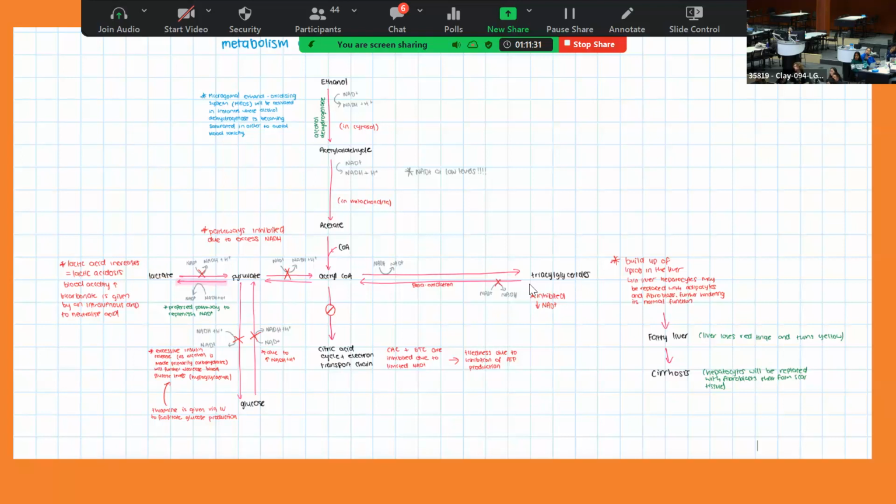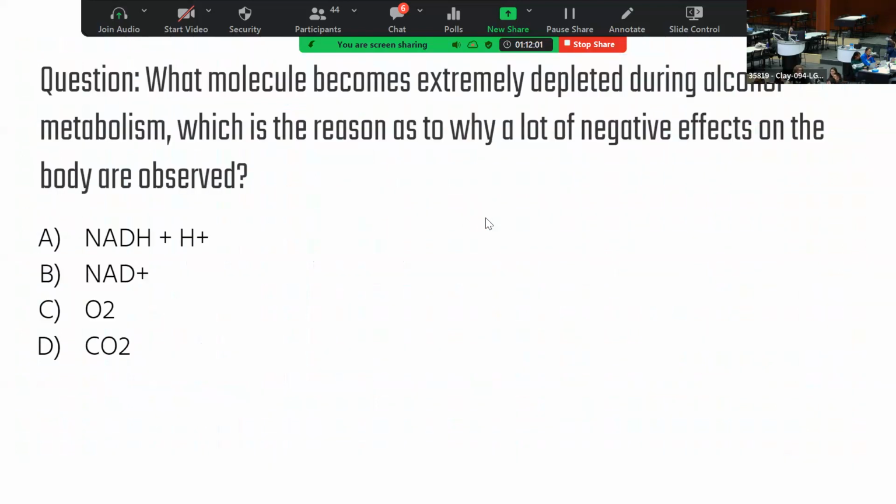So you cannot break down triglycerides. You cannot form glucose from pyruvate. So as you can see here, it's not that great for your body. So you can see triglycerides kind of builds up in your liver, which can lead to fatty liver, can lead to cirrhosis. You don't want that, I promise you. So just remember, alcohol metabolism uses a lot of NAD+, need to replenish NAD+, makes triglycerides, makes lactate. You can read the rest of the details in your own time.